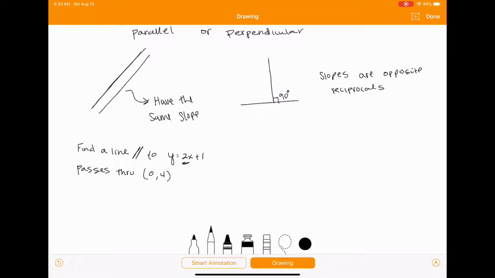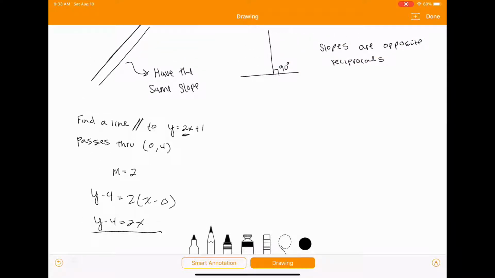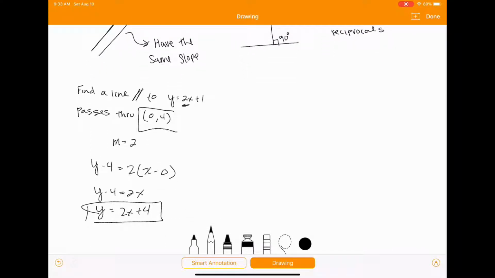So for our new line, we know that m is going to be equal to 2, and we have this point here. So we can go ahead and just do our y minus 4 equals 2x minus 0. So y minus 4 equals 2x, y equals 2x plus 4. And that would be our line that is parallel to this line, but also passes through this point here. And you could graph that out and you could show that visually as well.